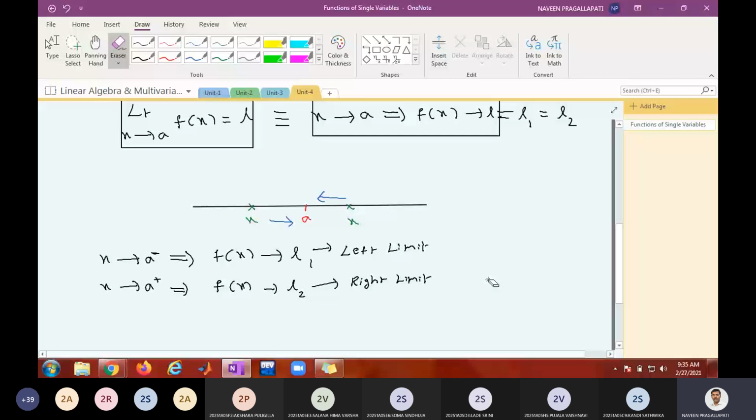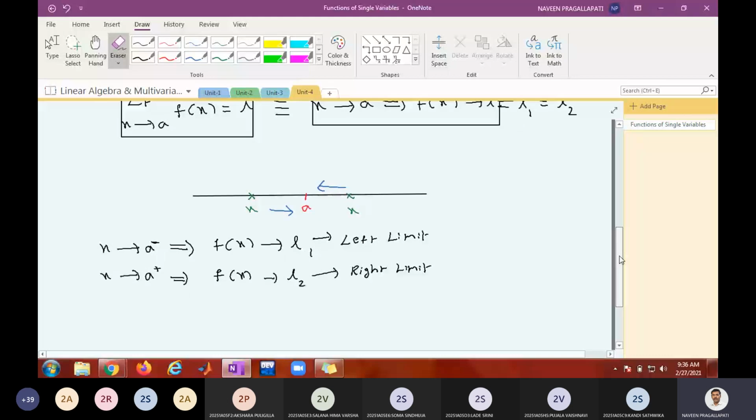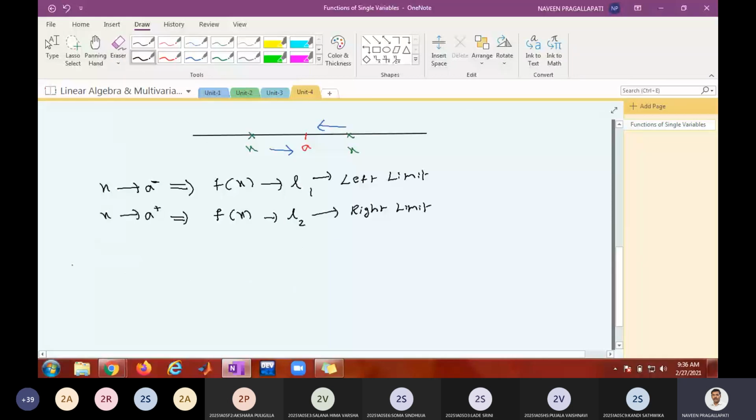Now, this is only an explanation of the limit, but not the definition of the limit. So how do you give the definition of the limit? It is an epsilon-delta definition. It will be like this.